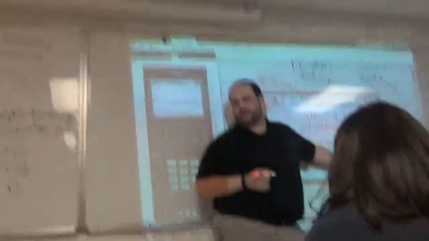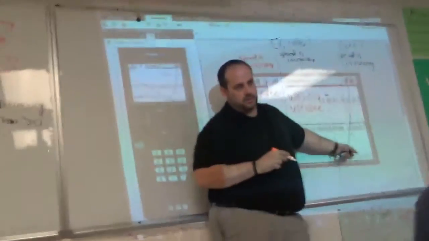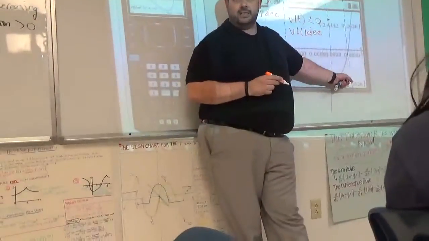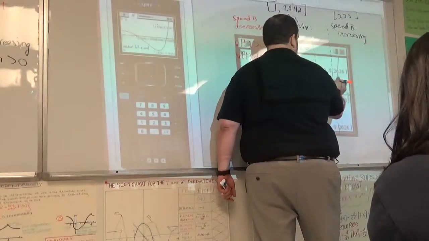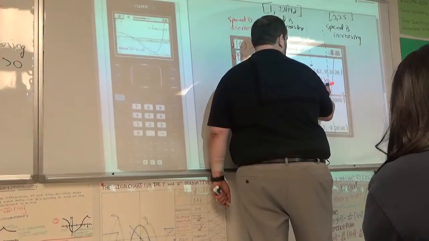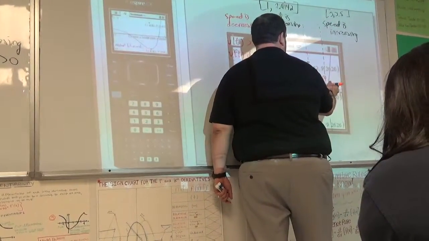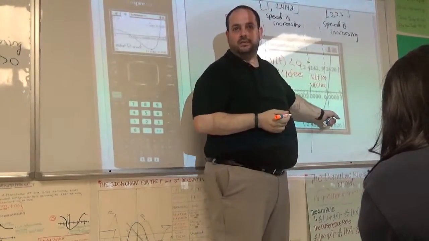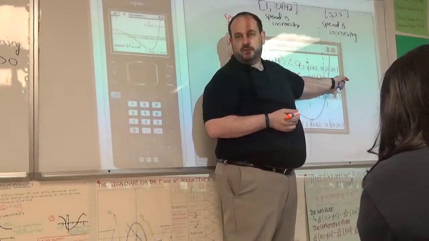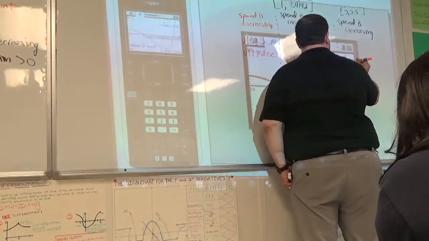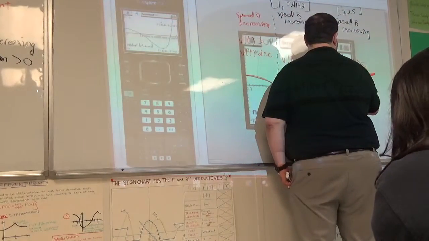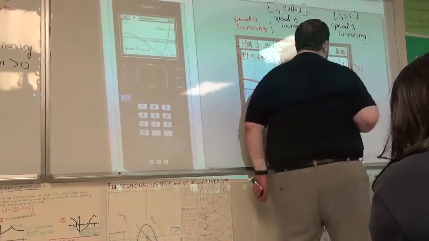On this next interval, speed increases or decreases? Decreases. Speed is decreasing. Velocity? Increasing. Velocity is two things. It's negative, and we're increasing on this interval. Last interval? Speed is increasing, velocity is positive, and velocity is increasing.